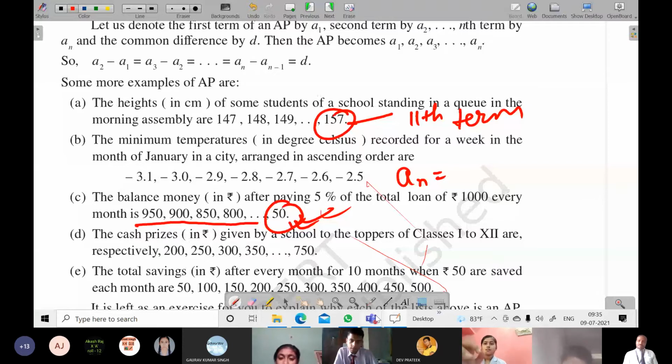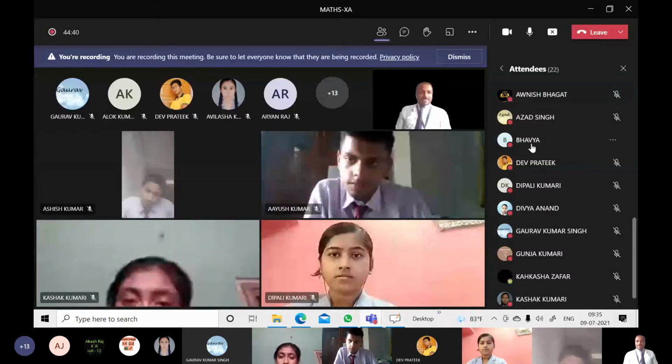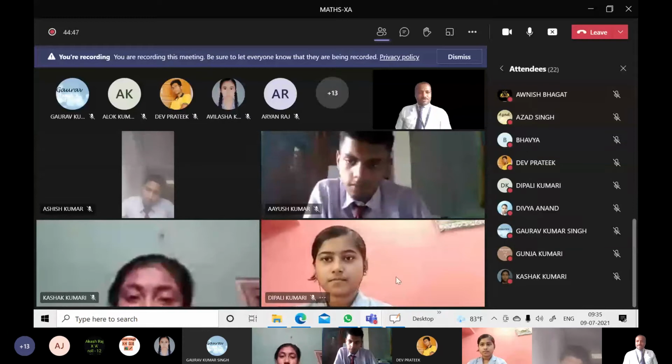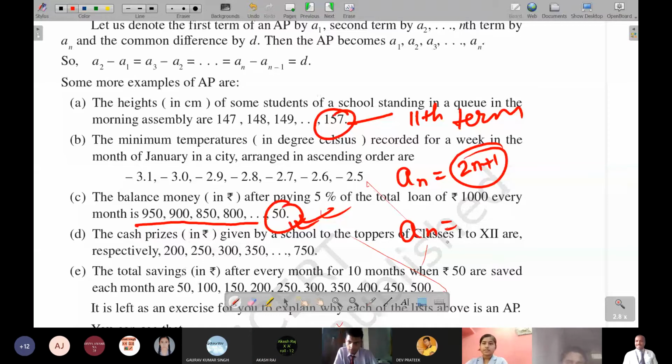Okay, I'll move towards another student then. If I see over here, Bhavya is there. Bhavya, of course I know she will give the answer. Yes, sir. So can you tell me An is equal to, what will be the formula? 2n plus 1? No. An is not equal to 2n plus 1. Just now I said An is equal to, there is a formula, the general term formula.